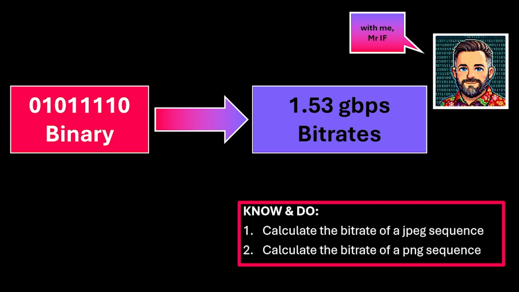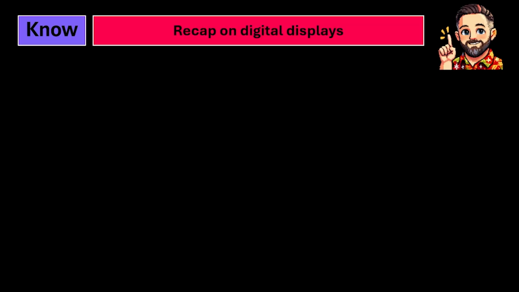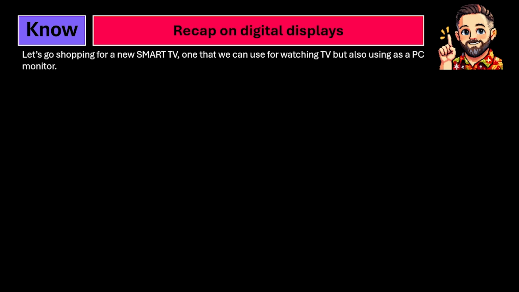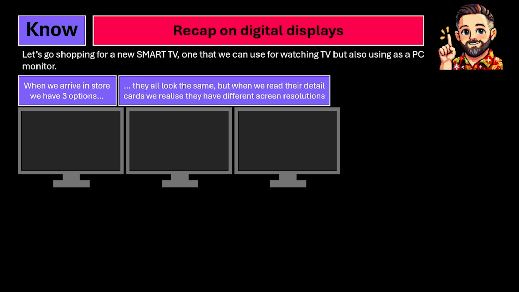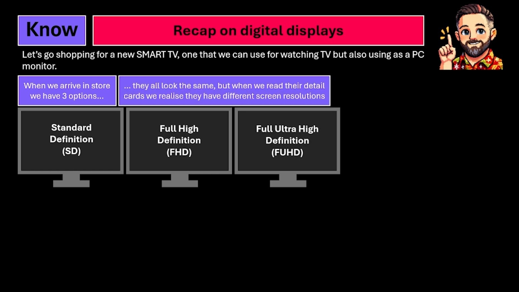So let's get into this. Let's do a quick recap on digital displays. Let's say we're going shopping for a smart TV, one that we can use for watching TV but also as a PC monitor. Many people do this as a way of saving costs. So let's say we arrive at the store and we have three options: standard definition, full high definition, and full ultra high definition.